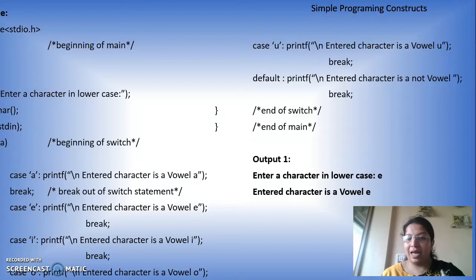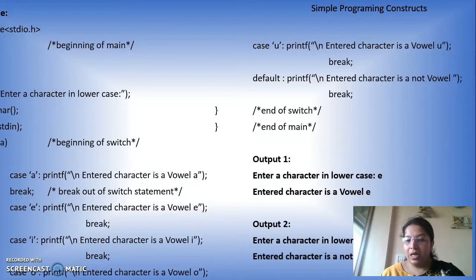If the character entered is E, it will display: entered character is a vowel E. The other option is to enter a character in lowercase, that is g, which is not a vowel, so it will display the default statement, which is: entered character is not a vowel.